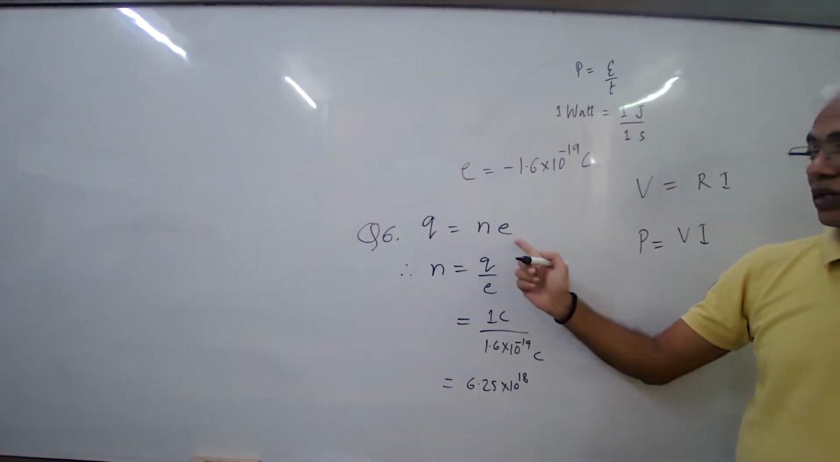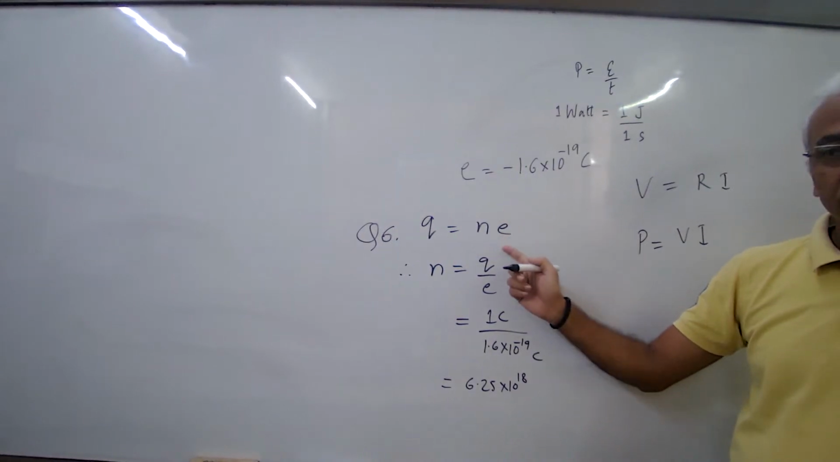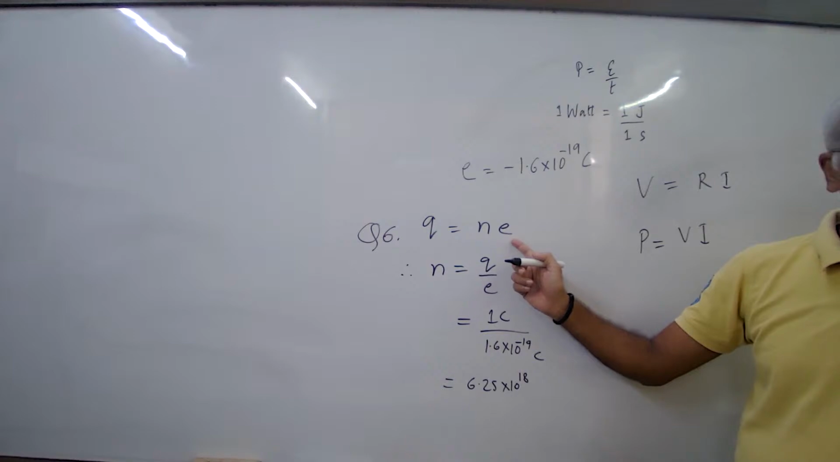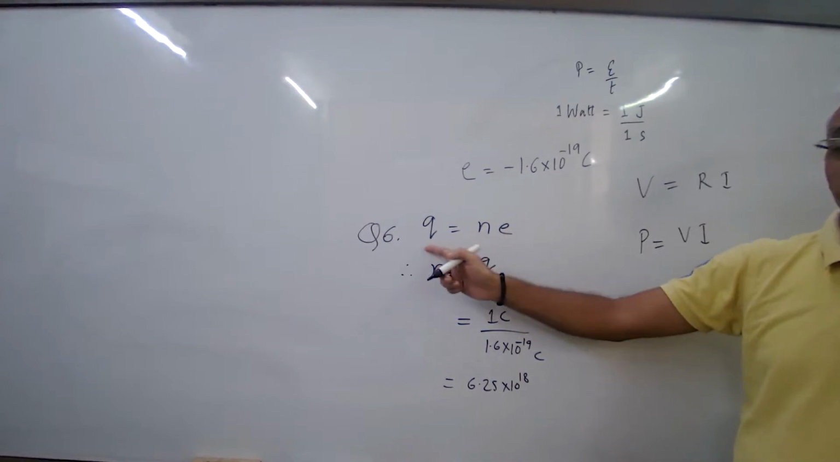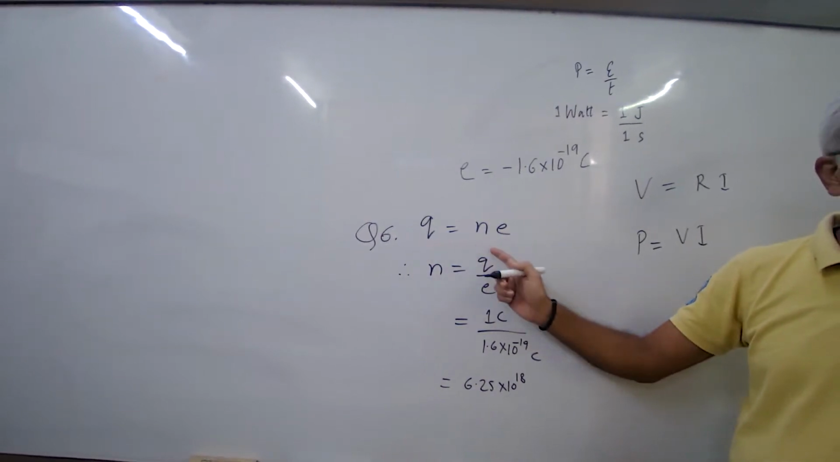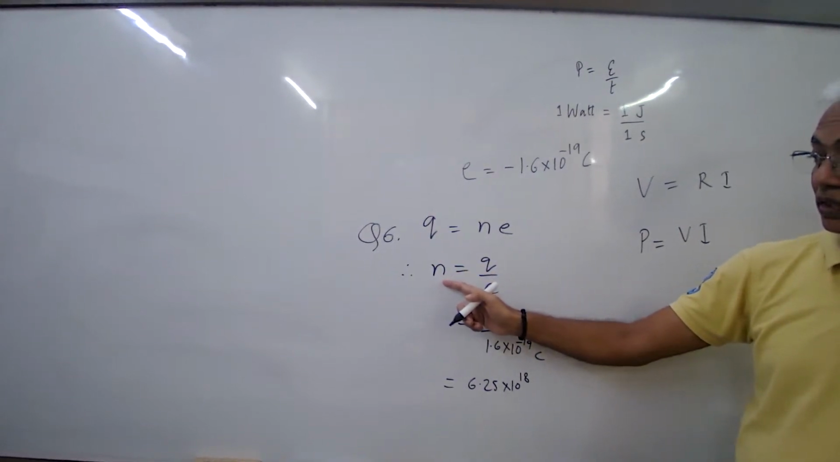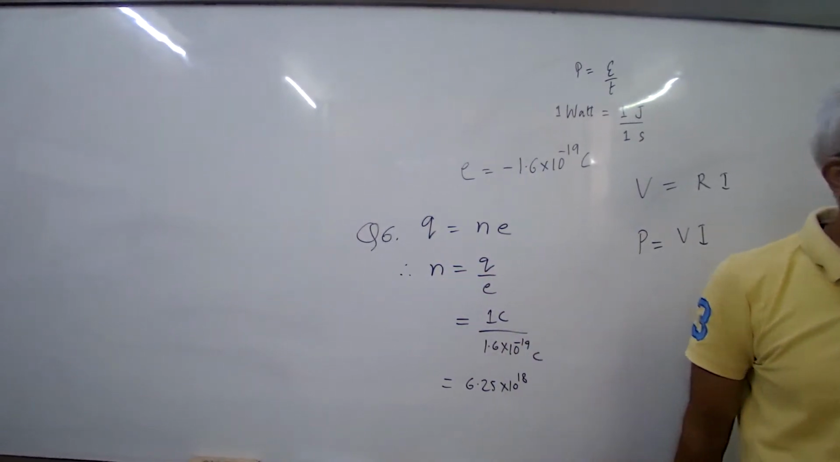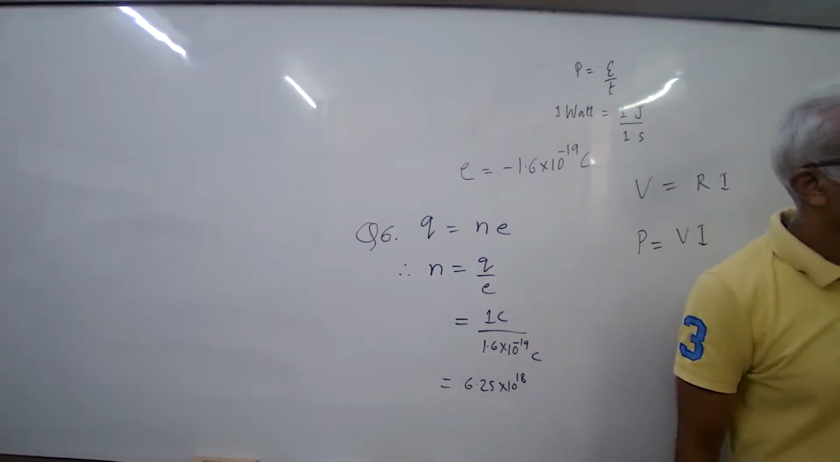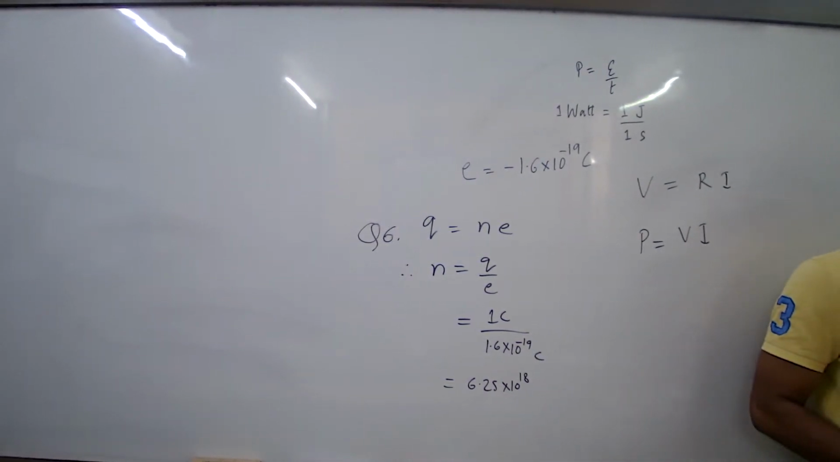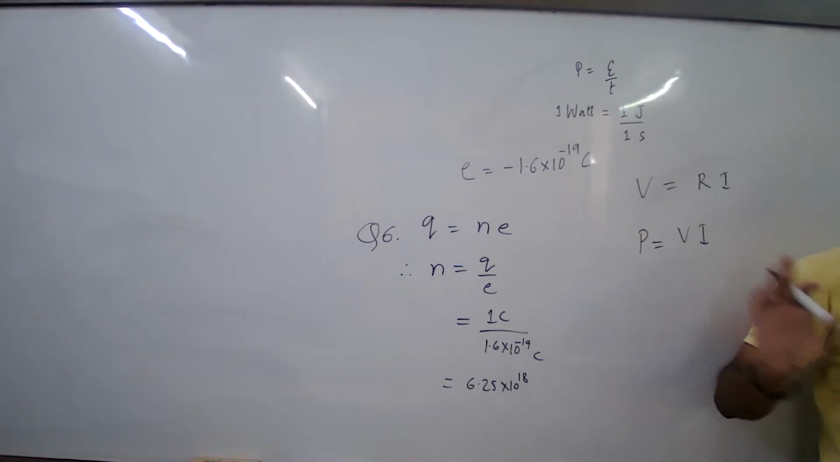Because charge is always in multiples of E. It is an integral multiple of E. So how many E will make 1 coulomb? Let's say Ne makes 1 coulomb. Therefore, N is equal to Q by E. So 1 coulomb divided by charge on 1 electron will give you the number of electrons in 1 coulomb charge. Is that clear? It's only the unitary method.